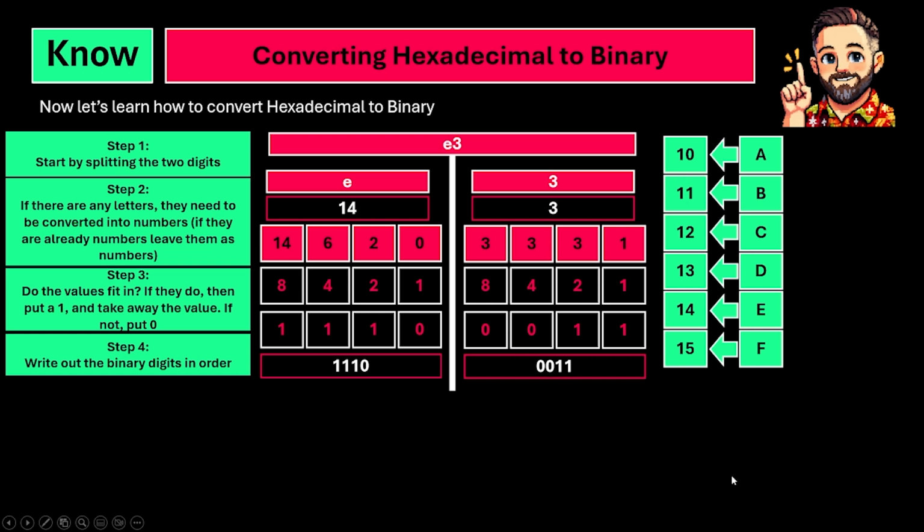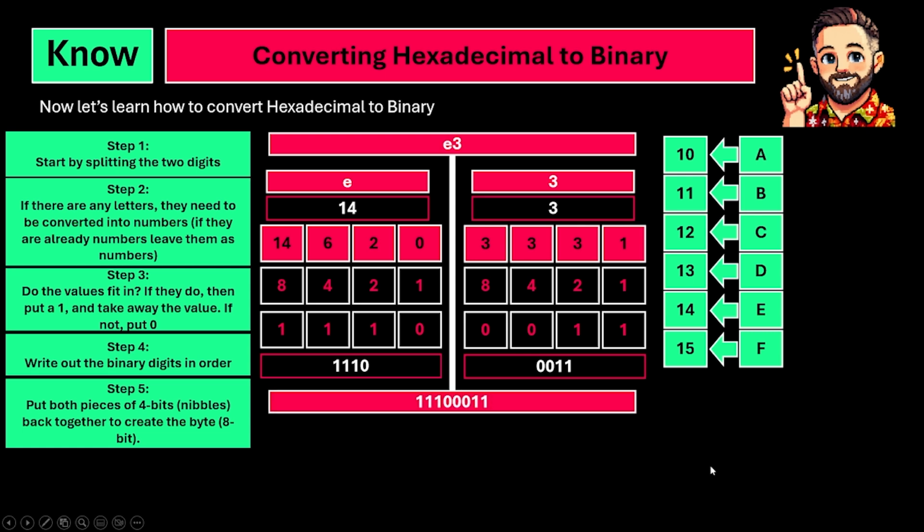The final stage as before is to then bring those nibbles, those 4 bits, together to create a byte, which is 8 bits, and we now have the binary value of the hexadecimal E3.